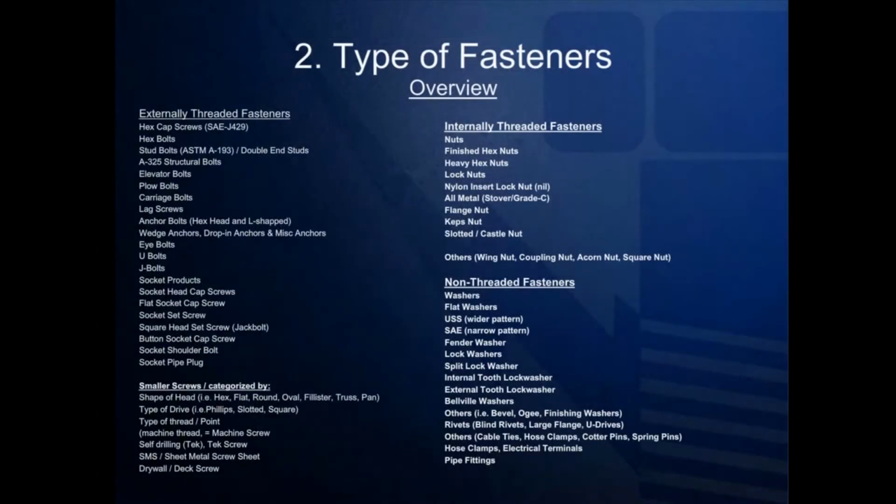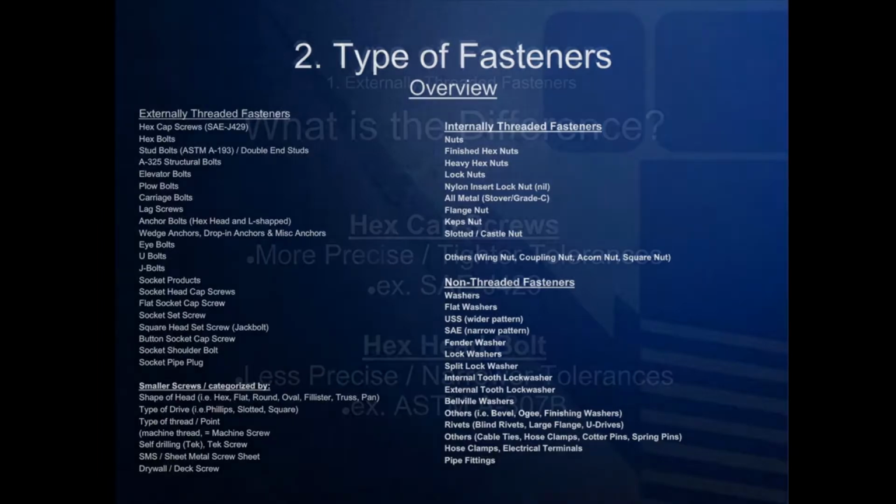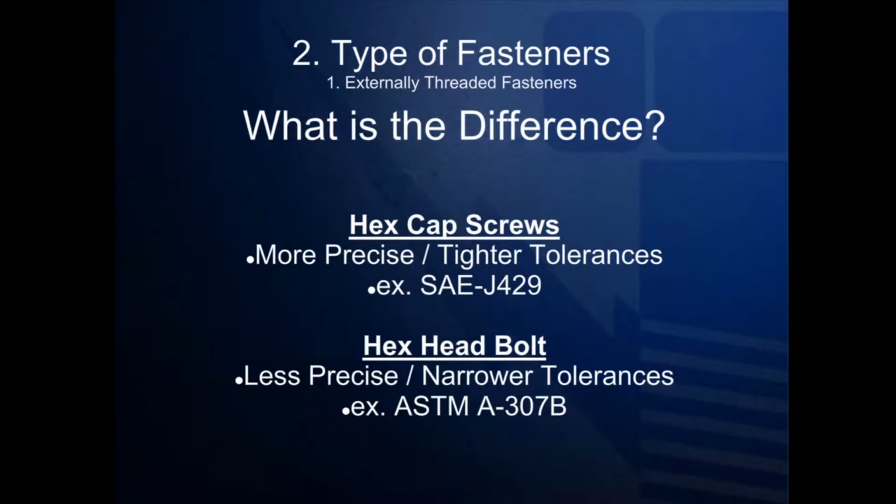Before we dive in, I want to give a basic overview of the different types of products we'll be covering. We'll first start with externally threaded fasteners and then go into screws. Secondly, we'll cover internally threaded fasteners like nuts and then non-threaded fasteners such as washers. We'll then conclude with other items that are commonly found in bolt bins, like pipe fittings and electrical terminals. So let's first talk about externally threaded fasteners.